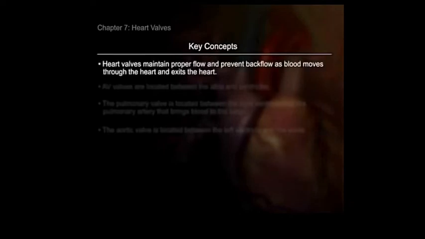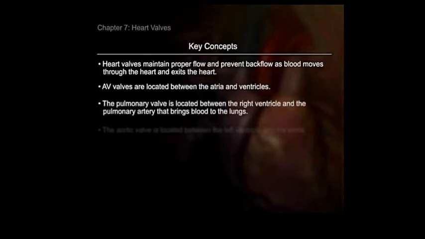Key concepts in this section. Heart valves maintain proper flow and prevent backflow as blood moves through the heart and exits the heart. AV valves are located between the atria and ventricles. The pulmonary valve is located between the right ventricle and the pulmonary artery that brings blood to the lungs. The aortic valve is located between the left ventricle and the aorta.